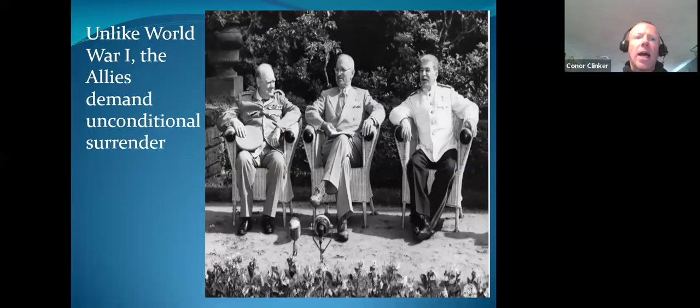Unlike the end of World War I, the Allies demand unconditional surrender. So this is Churchill, the British Prime Minister. Truman is now the American president. And there is Uncle Joe, the mass murdering monster who all of a sudden apparently is our friend because they considered Hitler to be worse.